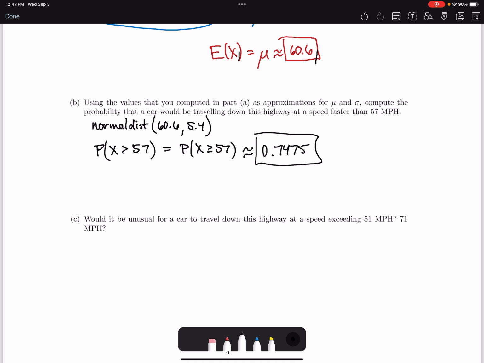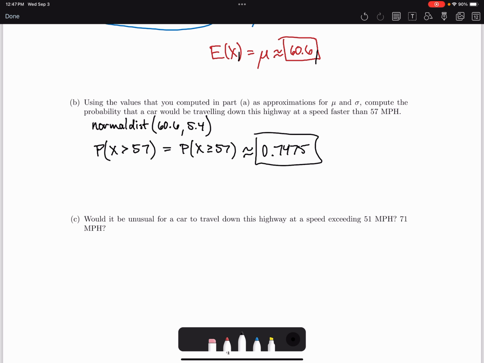All right, part C. Would it be unusual for a car to travel down this highway at a speed exceeding 51 miles per hour? Or what about 71 miles per hour? Well, what does it mean for something to be unusual? It depends on the definition you're using. But in this chapter, the definition that we've used is that something is unusual if there's less than a 5% chance of it occurring, or in other words, if its probability is less than 0.05.